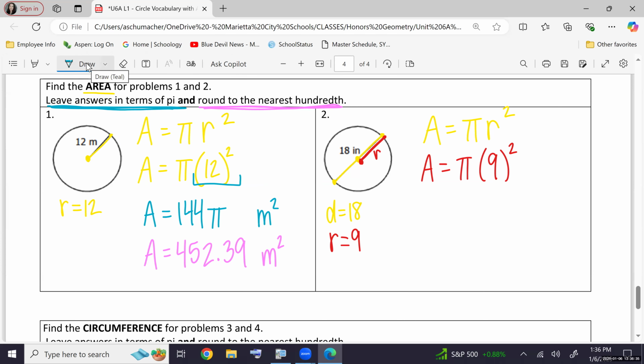Let's go ahead and pause this video and find the answer in terms of pi and the rounded answer. So pause this, find the exact and the rounded areas.